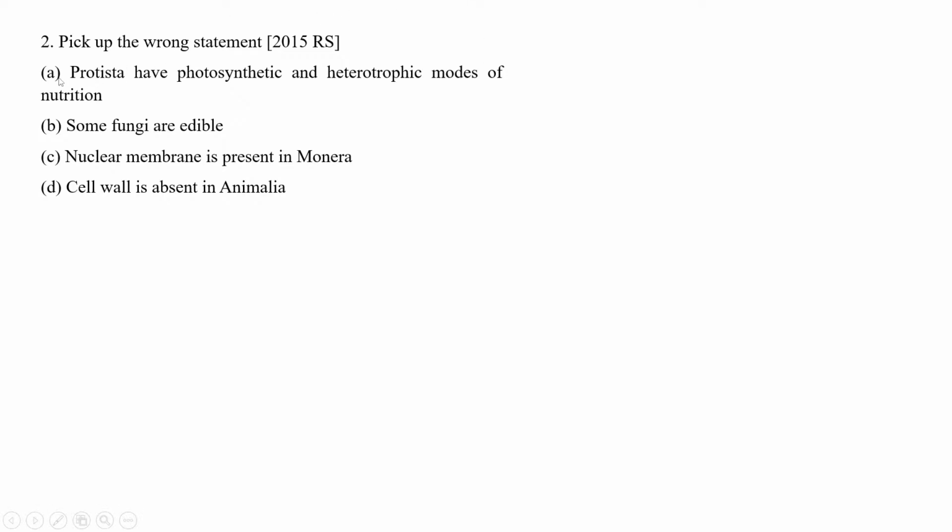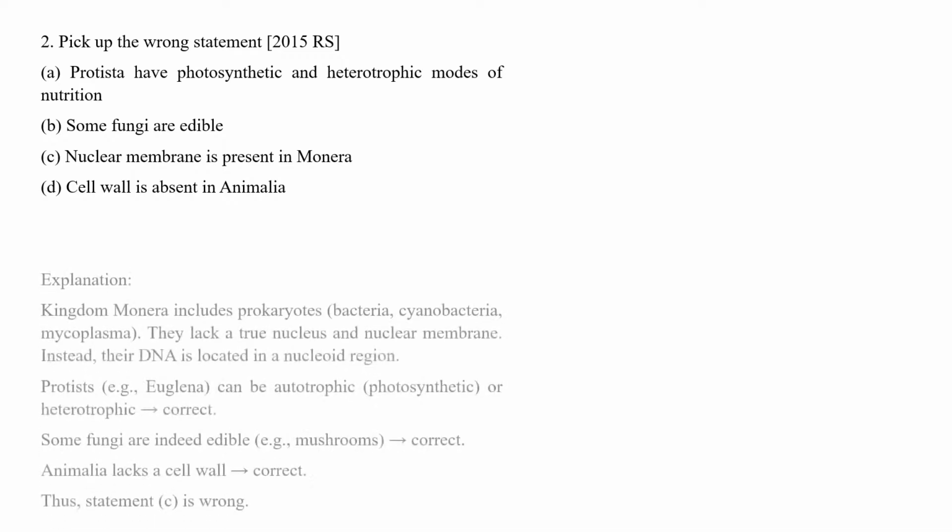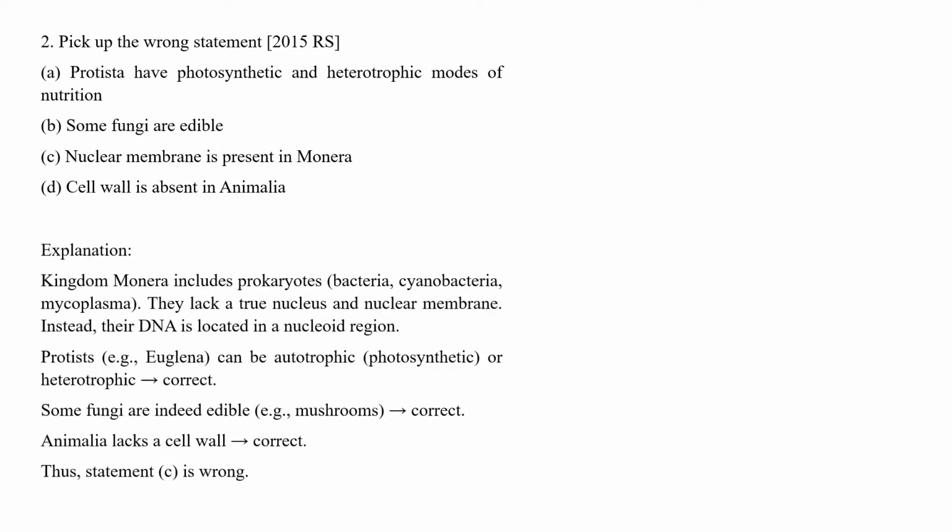Option A, protista have photosynthetic and heterotrophic modes of nutrition. Option B, some fungi are edible. Option C, nuclear membrane is present in Monera. And option D, cell wall is absent in Animalia. For this question, the correct answer is option C, the nuclear membrane is present in Monera.